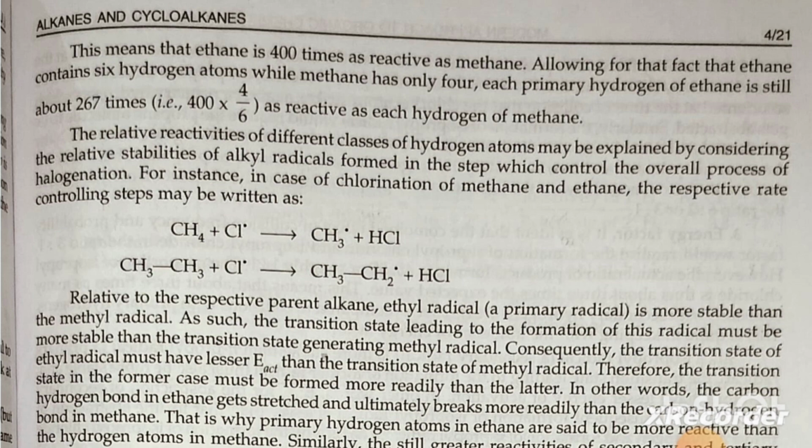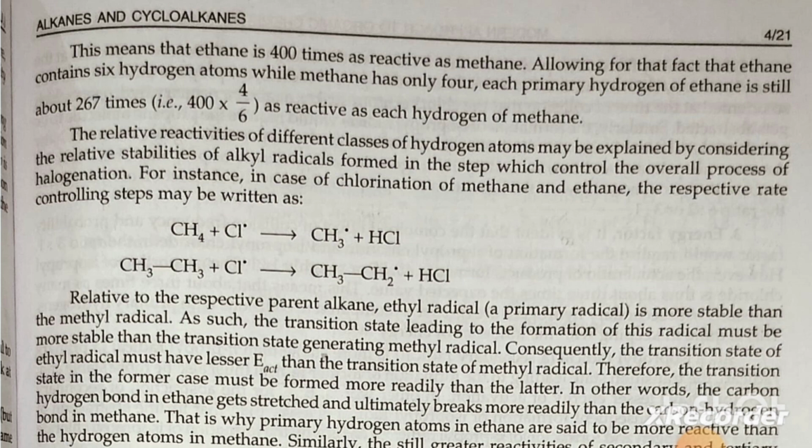The relative reactivities of different classes of hydrogen atom may be explained by considering the relative stabilities of alkyl radicals formed in the step which controls the overall process of halogenation. For instance, in case of chlorination of methane and ethane, the respective rate controlling step may be written as CH4 plus Cl radical give rise to CH3 radical plus HCl. CH3CH3 plus Cl radical give rise to CH3CH2 radical plus HCl. Relative to the respective parent alkane, ethyl radical, a primary radical, is more stable than the methyl radical.